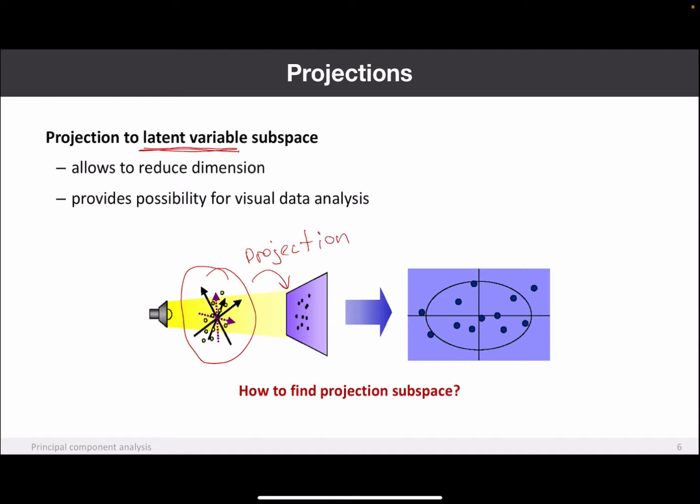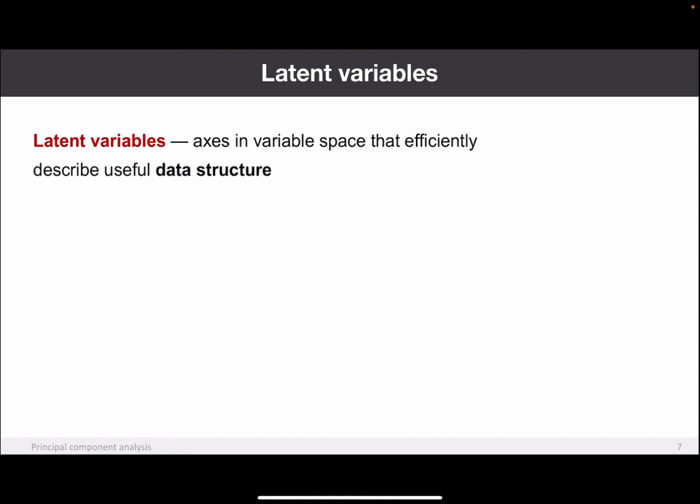That's the overall idea, and most of the methods we are going to talk about in this course, starting from now, somehow utilize this idea. The problem is how to find this subspace, how to find these latent variables. This subspace is defined by these hidden variables. We are going to call them latent variables. So latent variables are just axes in the variable space. And these new variables are selected to make the representation of your data structure as good and as efficient as possible.